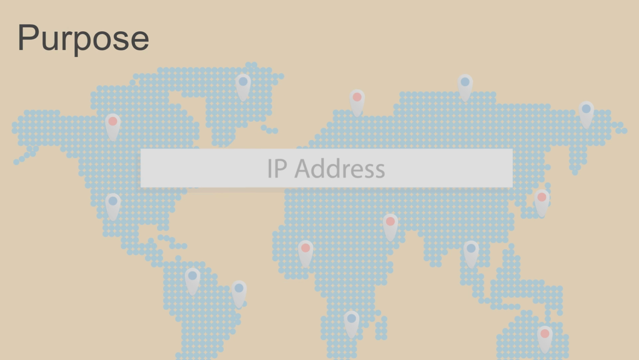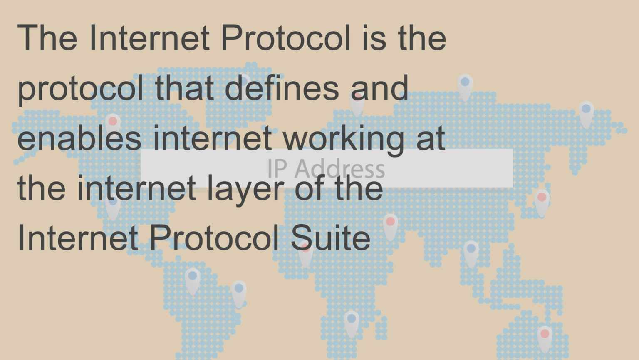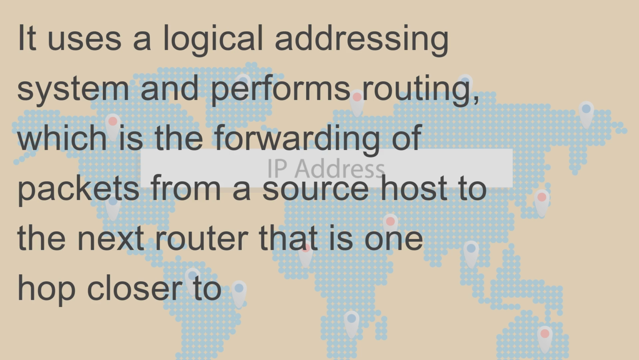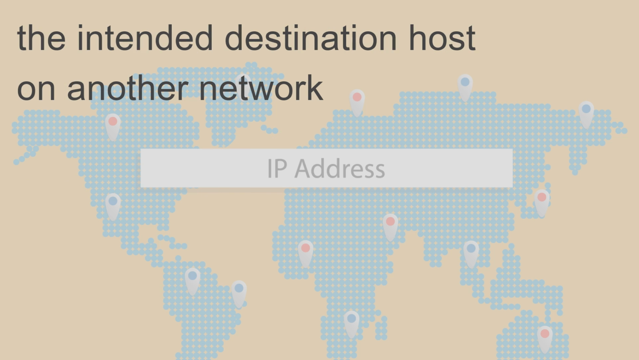Purpose. The Internet Protocol is the protocol that defines and enables internetworking at the Internet layer of the Internet Protocol suite. In essence, it forms the Internet. It uses a logical addressing system and performs routing, which is the forwarding of packets from a source host to the next router that is one hop closer to the intended destination host on another network.